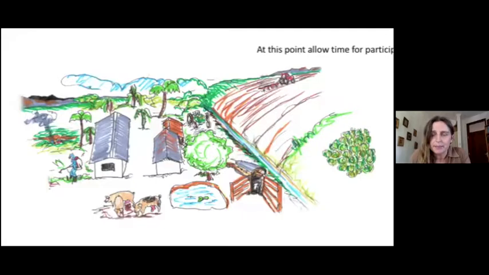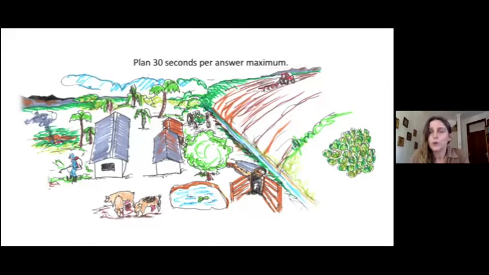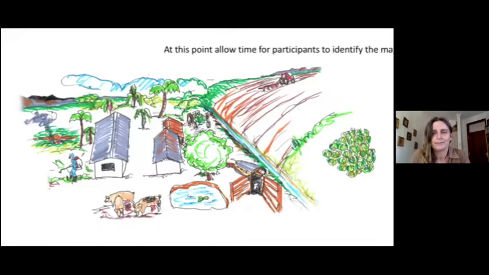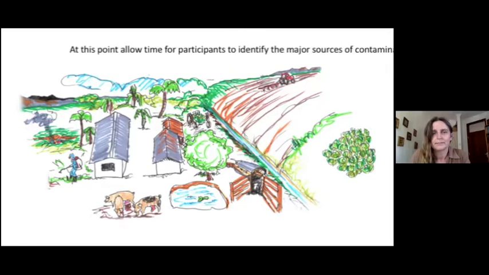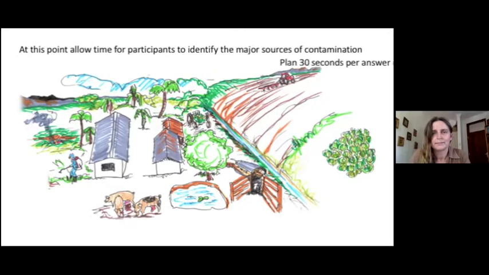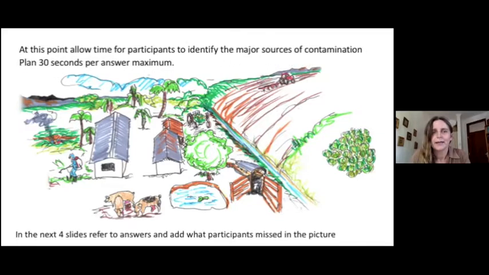When you look at this picture, which sources of contamination can you identify? Can I please have 4 people state 1 each? Okay, well done. Let us summarize together.